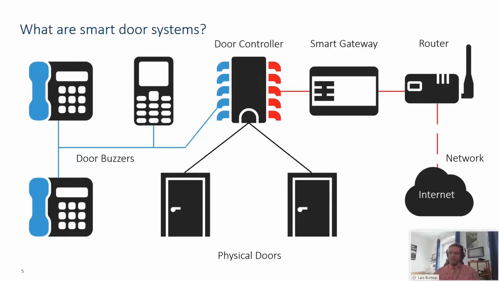Or there's even some door communication in there. Some are already equipped with cameras and so on, but that's even for us now too old. We're going to take a step further and look at the red side of this diagram. There you can see the smart gateway, which connects the door controller to a router so that it gets connected to a network.